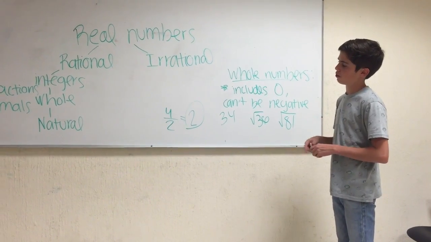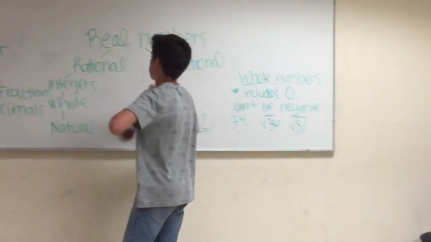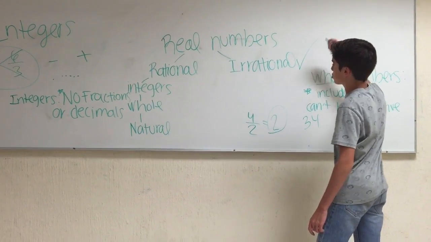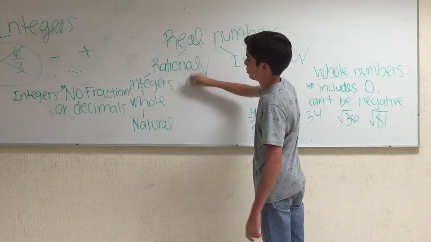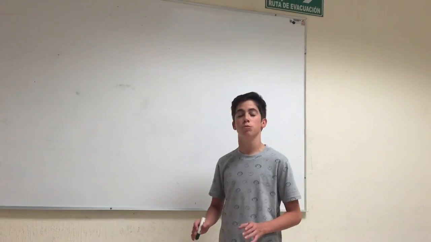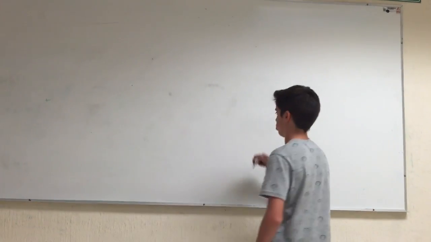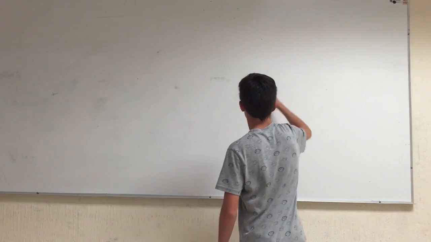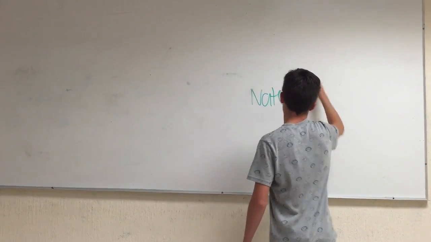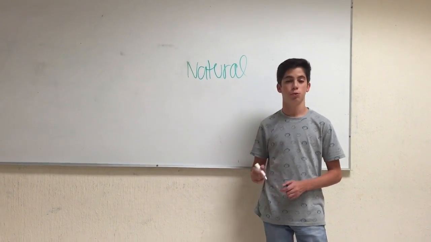Now that we got this out of the way, we can start with the last one. We already saw which ones are irrational numbers, which ones are the rational ones, integers, and whole numbers. We're going to go with natural ones. At this point, we almost covered all of the real numbers. The last one we have left is the natural numbers. It's very simple, so I'm just going to explain it really fast.